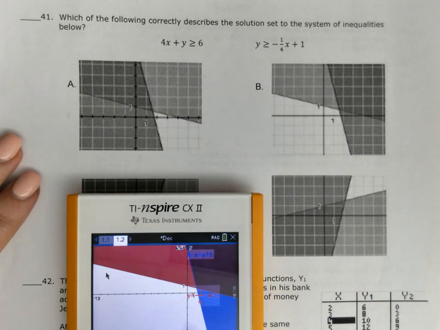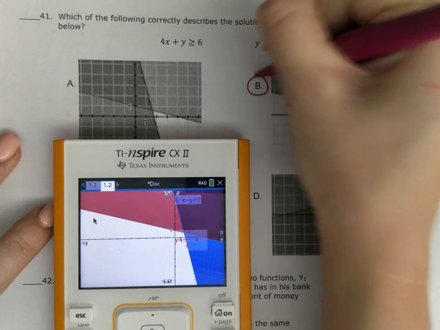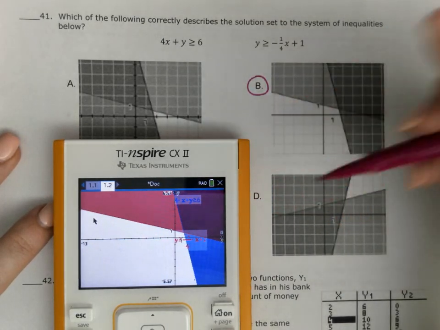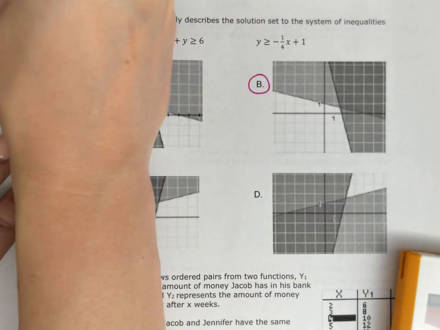All right, so looking to see which one looks similar, it's going to be B. The double shaded is up here in the top right corner. That's the only one that has the top right corner shaded.